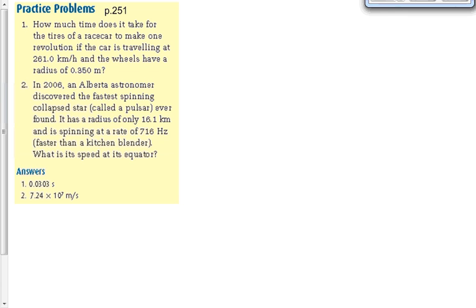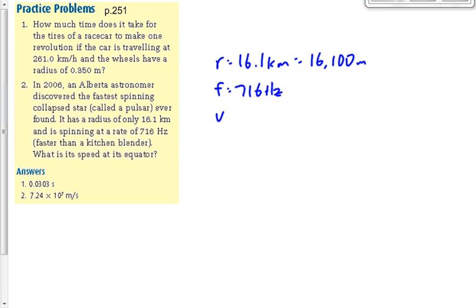You're probably going to be flung off the surface of that if you're spinning around at 716 times per second. We want to know what the speed of it is at the equator. Let's say that the radius is 16.1 kilometers, which is 16,100 meters. We got to be in meters, right? We got to be in standard units. We know that the frequency is 716 hertz, 716 revolutions per second. We want to find its speed.